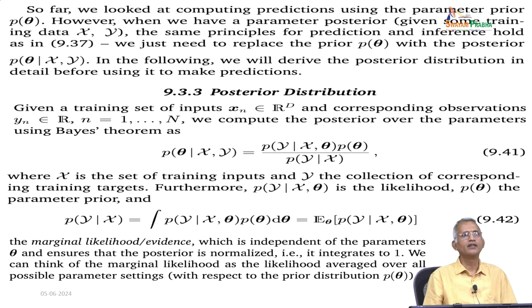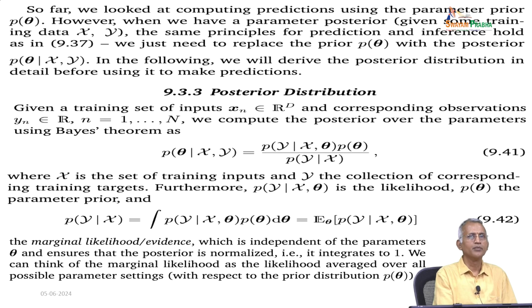Now, we looked at computing predictions using the parameter prior p of theta, and we have a parameter posterior. So, the same principle for prediction and inference holds. We just need to replace the prior p of theta with the posterior p of theta given x comma y. In the following, we will derive the posterior distribution in detail before using it to make predictions.